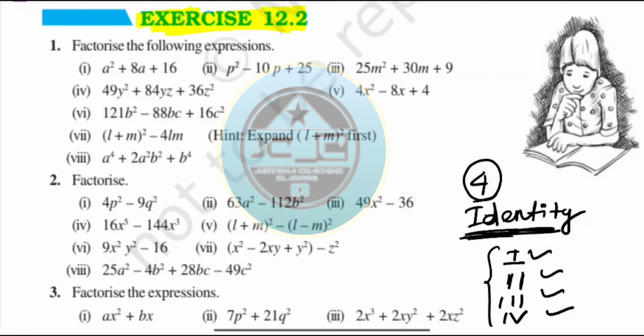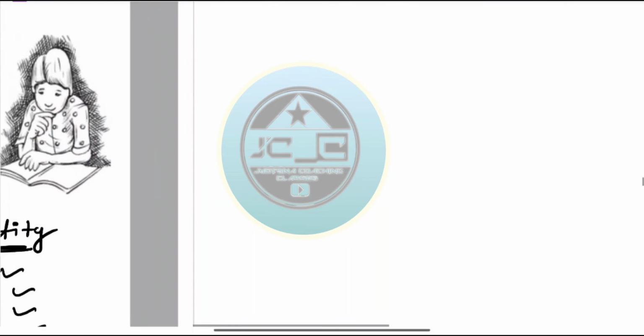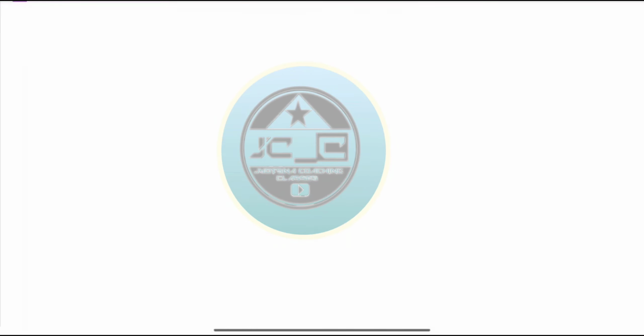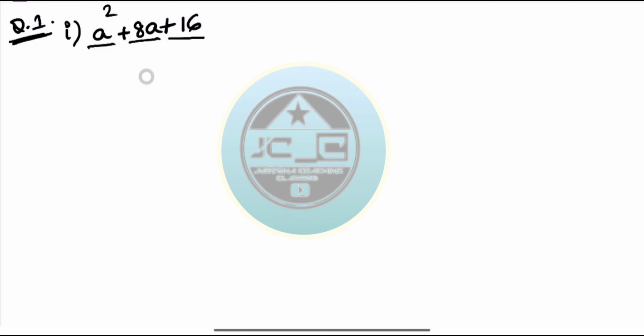Now let's solve exercise 12.2 question number 1. As we all know, to solve question number 1 we have to factorize. Question number 1 says a square plus 8a plus 16. This is it. So we can get an idea of how this expression is arranged. We can see that it is arranged in the form of identity 1, so we should be using identity 1.